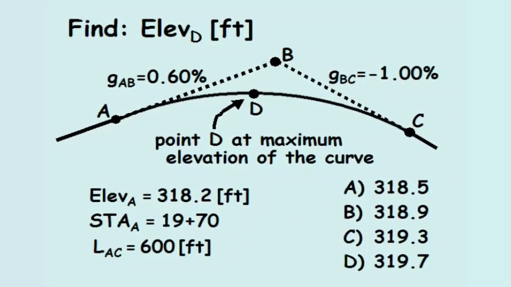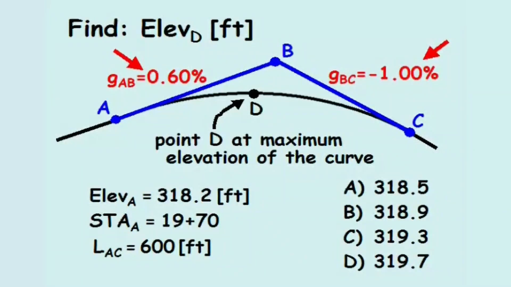Find the elevation at point D in feet. In this problem, a crest vertical curve extends from point A to point C and has a length of 600 feet. The grades of line segments AB and BC measure out to be positive 0.60% and negative 1.00%, respectively.